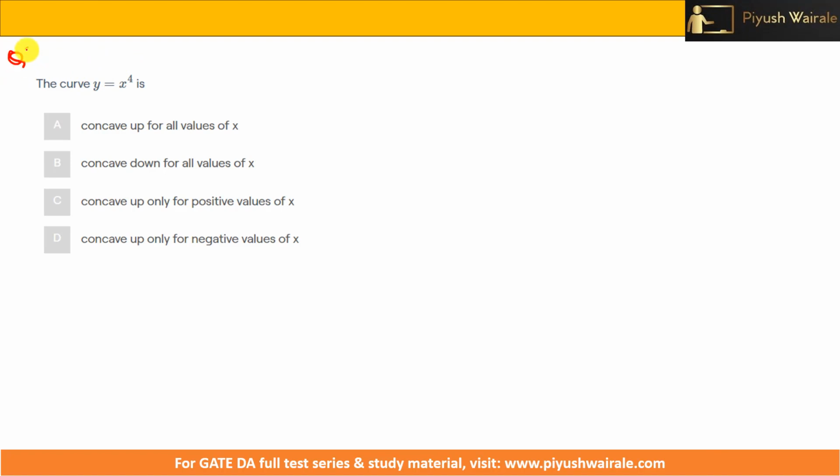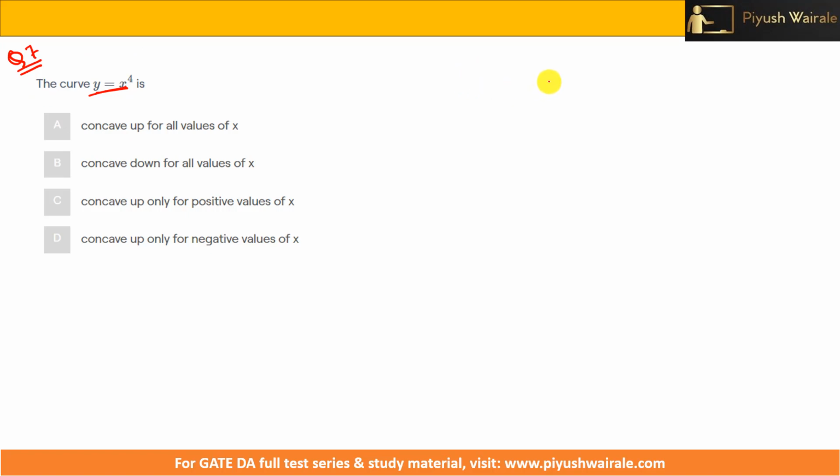So question number 7, right? The curve y equals x to the power 4 is concave up for all values or concave down. So we need to find out, right? So how to solve this particular question? By using the maxima and minima concept, right?